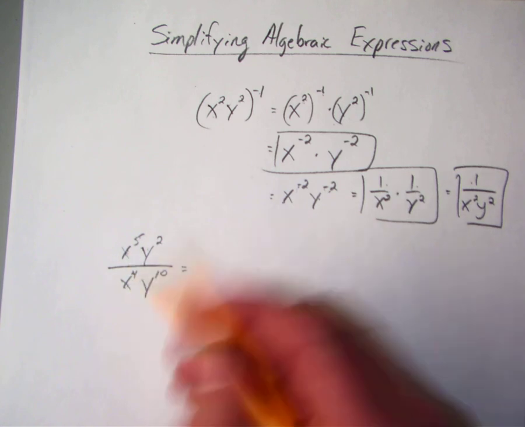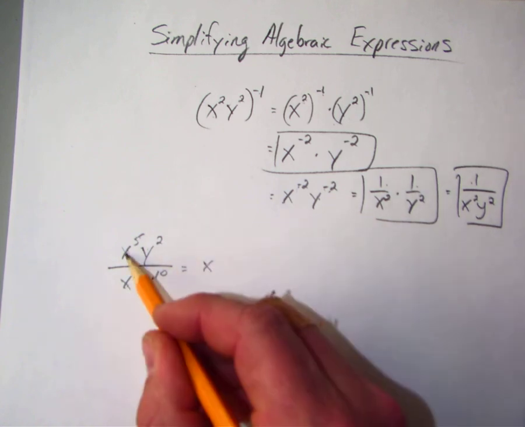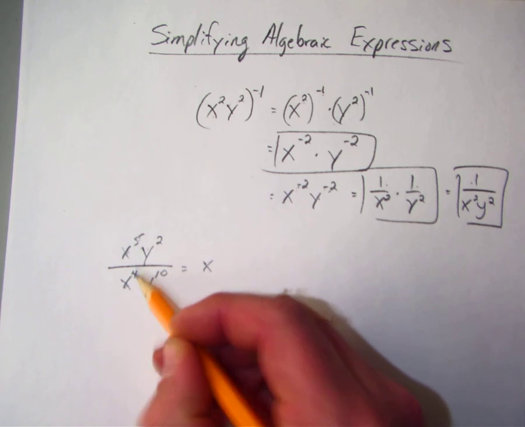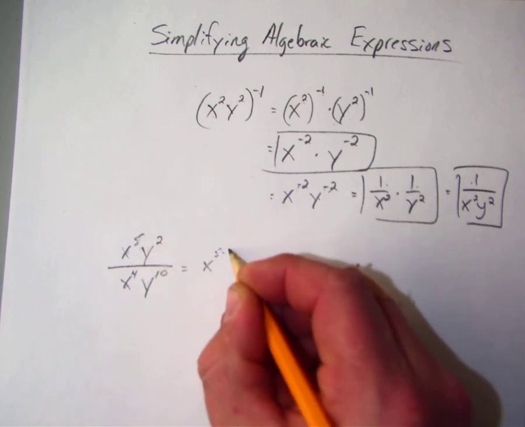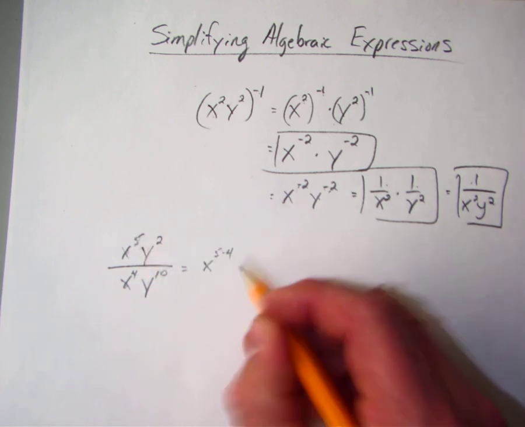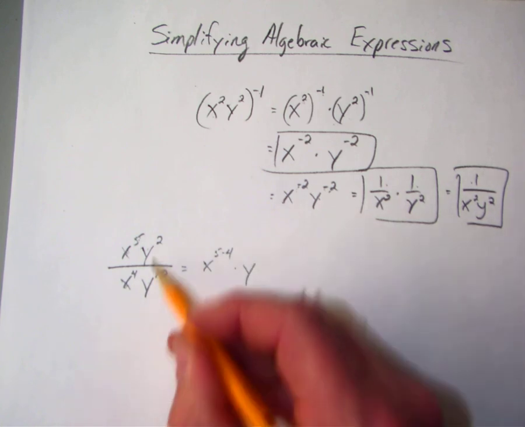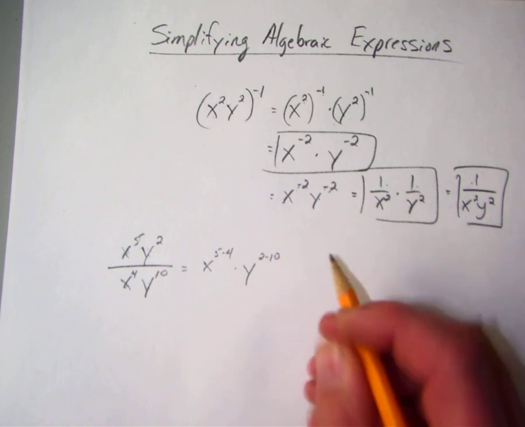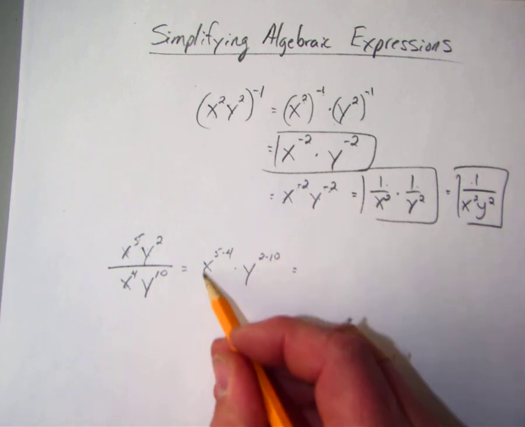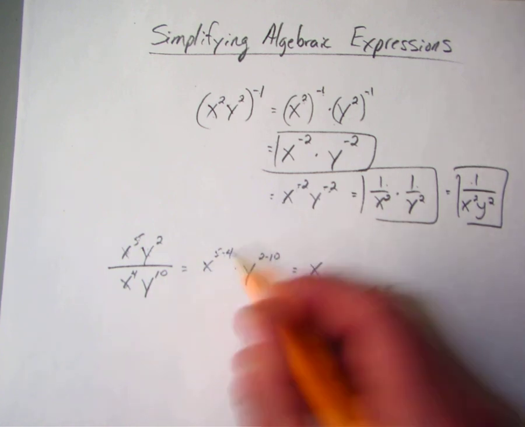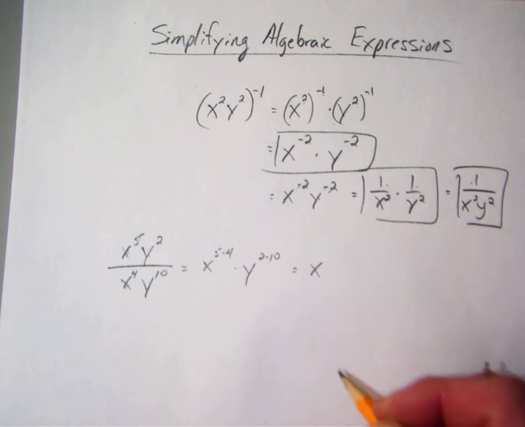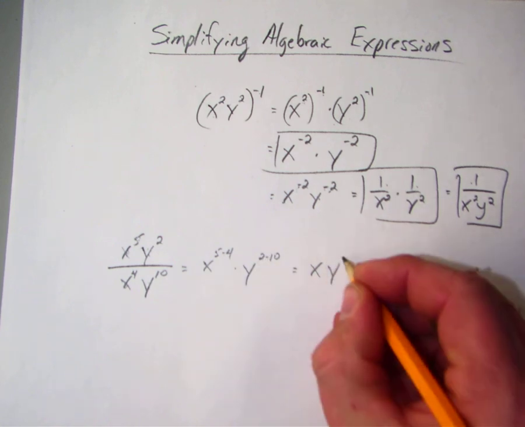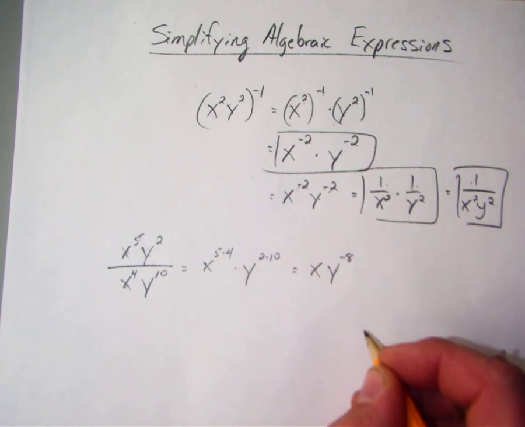Now here, these are the same base. I'm dividing, so therefore I have to subtract the exponent. So I take the numerator exponent minus denominator, times y, because these are the same. So I do the numerator minus the denominator. When it's all said and done, x, 5 minus 4 is to the first power. I can just leave it like that. Times y, 2 minus 10, so it'll be a negative 8 exponent.